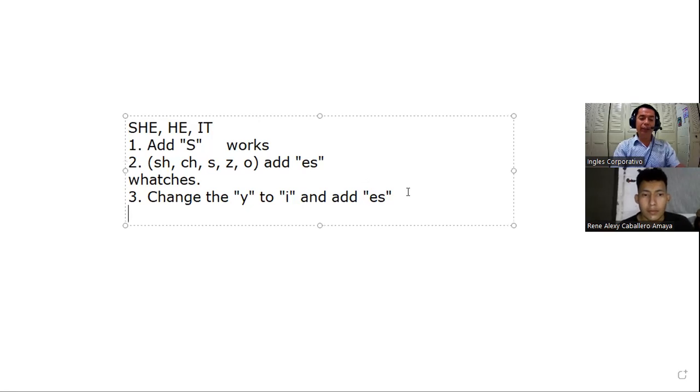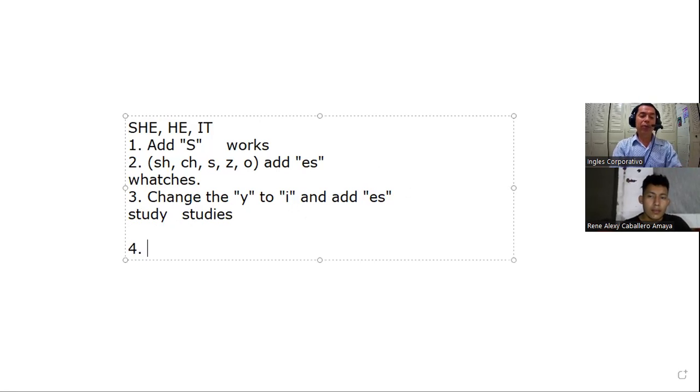Y la cuatro es cuando es irregular, mire. Ah, pero me faltó el ejemplo, ¿verdad? Por ejemplo, study, estudiar. Le cambiamos la Y por I latina y decimos study, y luego le agregamos ES. Studies. She studies. He studies. Y la número cuatro es irregular, ¿verdad?